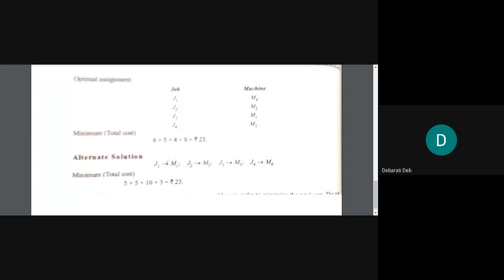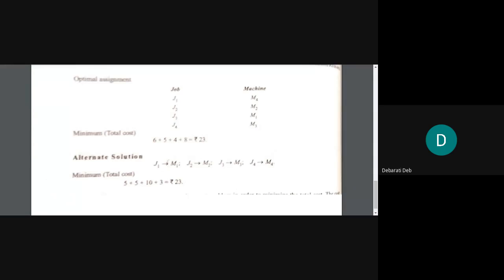Two zeros in one particular row? No, no, no. That you cannot do. One job to one machine only. If you are assigning two zeros, then that means two zeros in one particular row. That means you are assigning two machines for doing a single job. That you cannot do. One zero at one time.